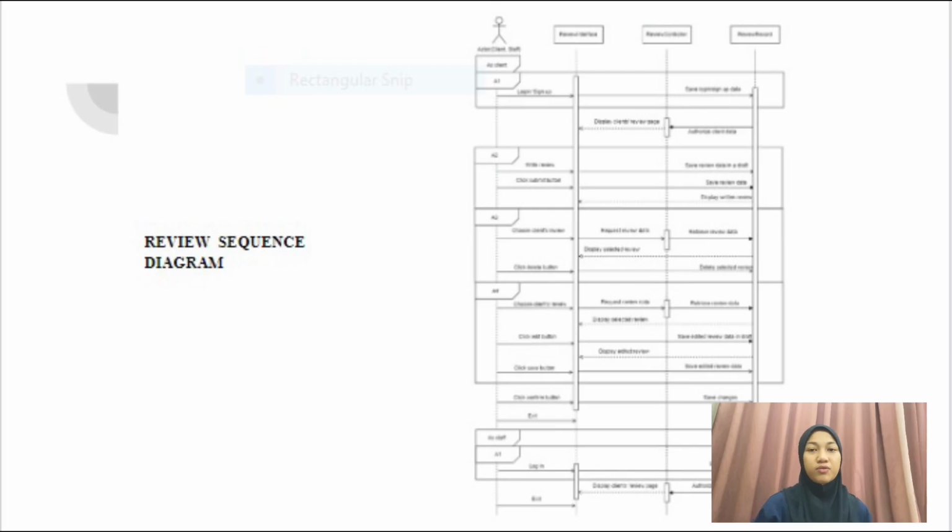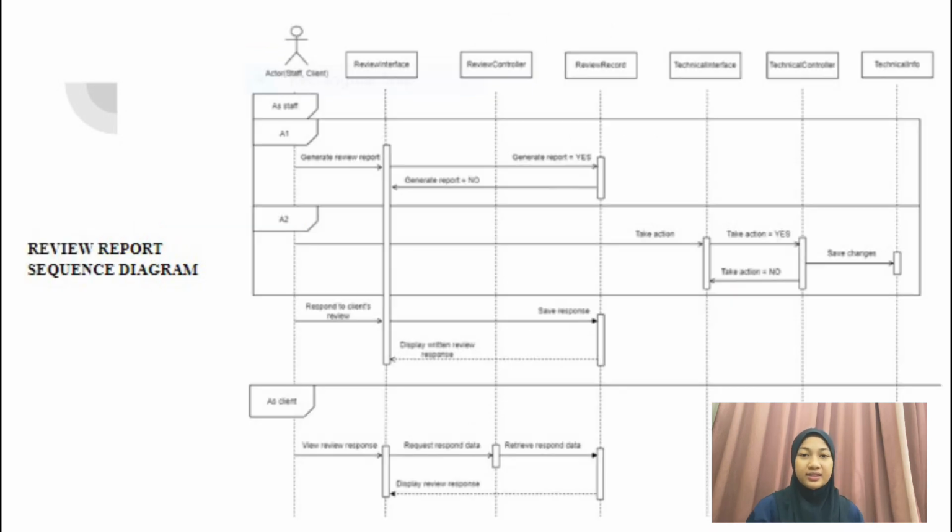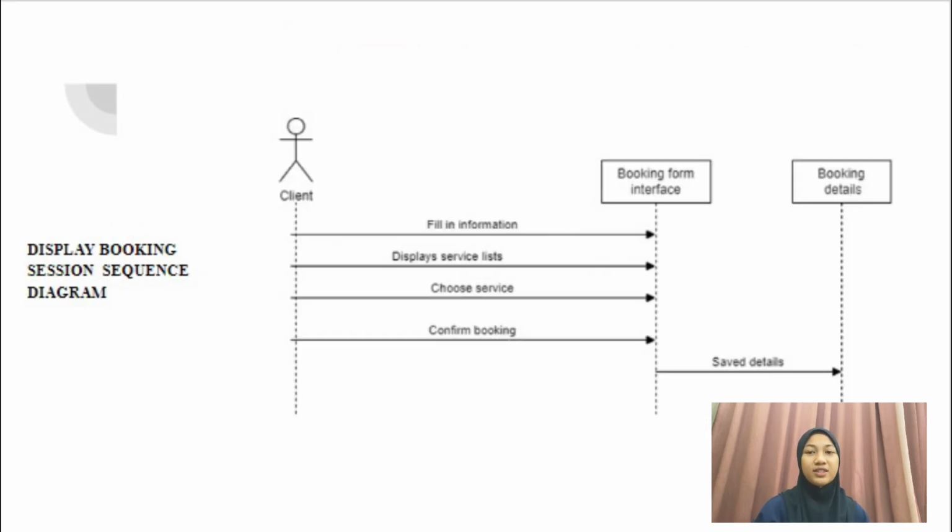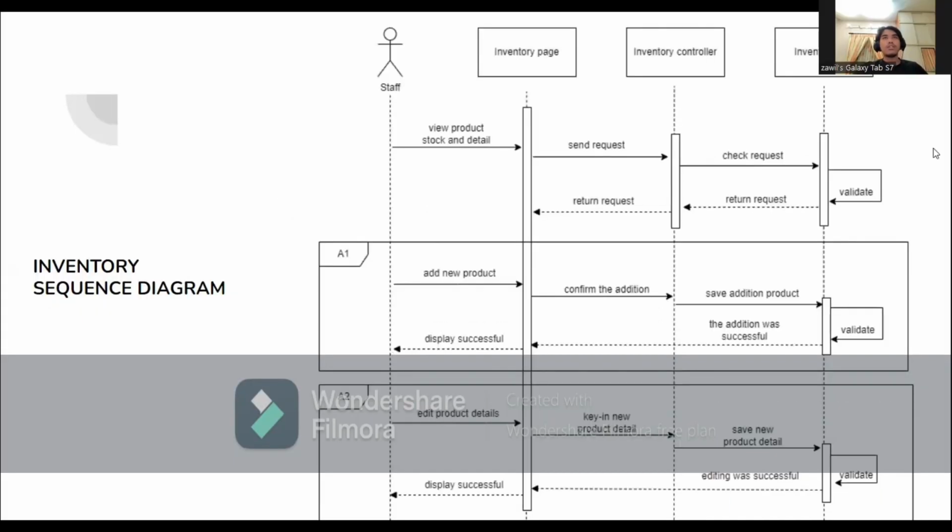Okay, now we move to the sequence diagram. This is the sequence diagram for review. Next, this is the review report sequence diagram. And the last one is the display booking session at salon page sequence diagram. So I will continue with the sequence diagrams that I've done.